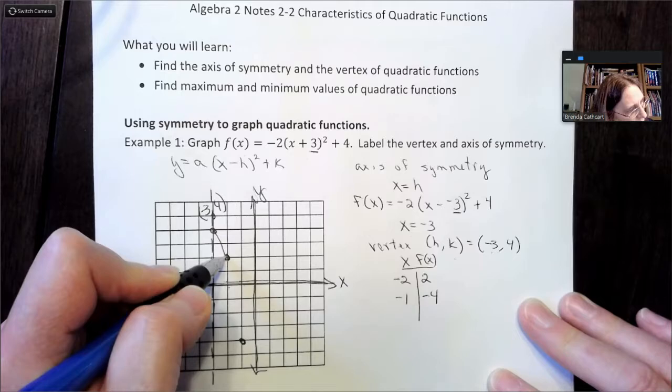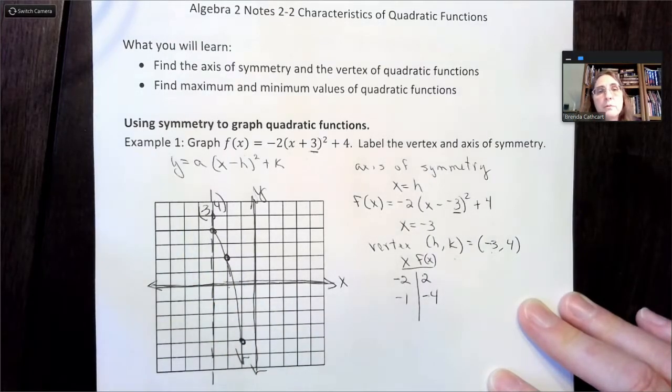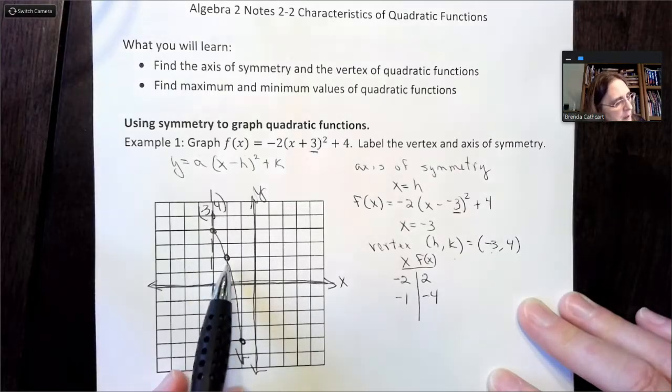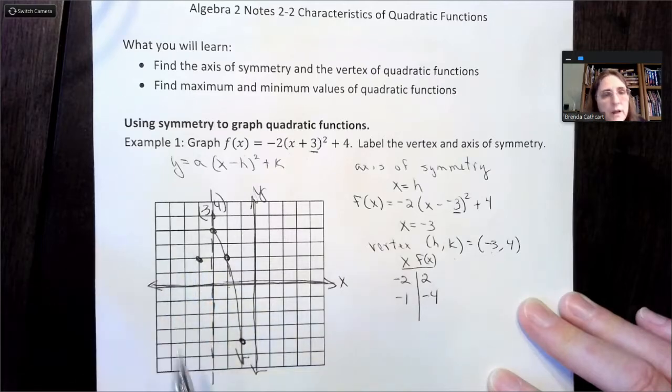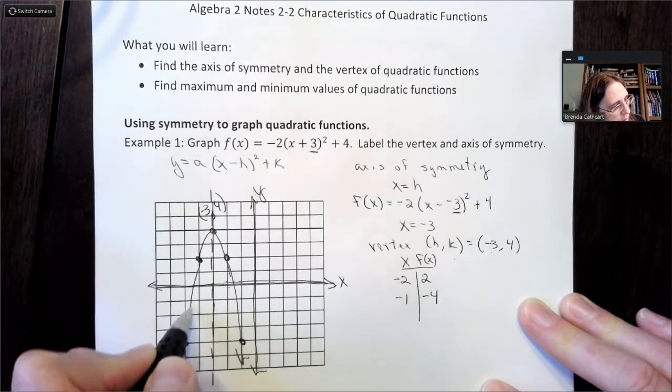This is one side of our parabola, only one side of our parabola. To get the other side of our parabola, we simply reflect it over the line of symmetry. So our first point at -2, 2 reflects over to the point -4, 2. And our second point, -1, -4, is going to go 2 units to the other side of the axis of symmetry. And so we have the other side of our graph.